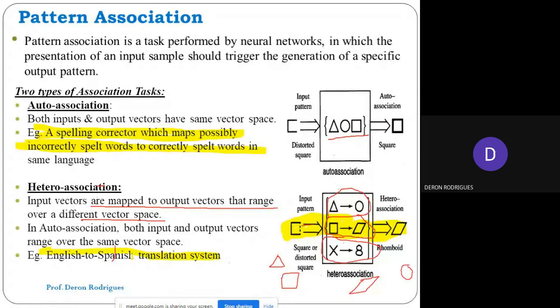Say, for example, I have given an English to Spanish translation system. The input patterns will be in English and the output patterns will be in Spanish. So a translation system is a hetero association task because both the vector spaces will be different. The input vector space will consist of all English words and the output vector space will consist of all Spanish words.